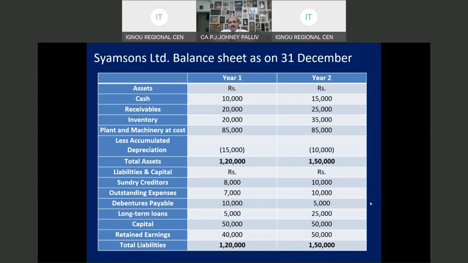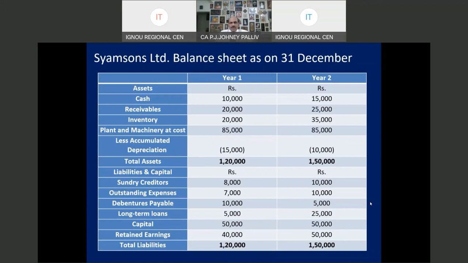And in the case of year two, original cost is 85,000, accumulated depreciation is 10,000. You can look at the original cost as on the year end 85,000, year one, year two also 85,000, whereas accumulated depreciation is 15,000. Naturally, this accumulated depreciation should increase from 15,000 to a figure more than 15,000. That is not happening. I will tell you the reason later.